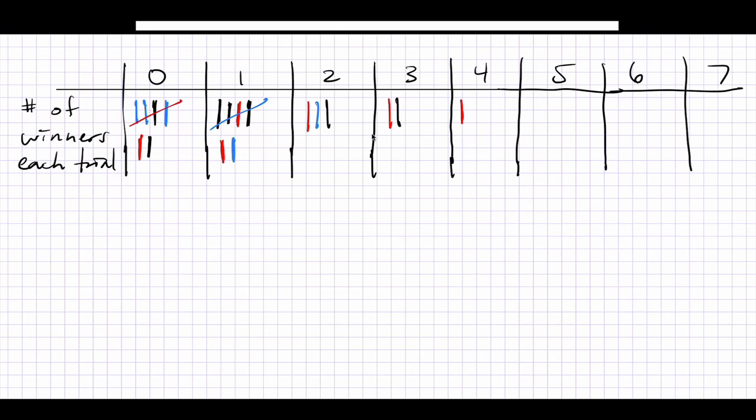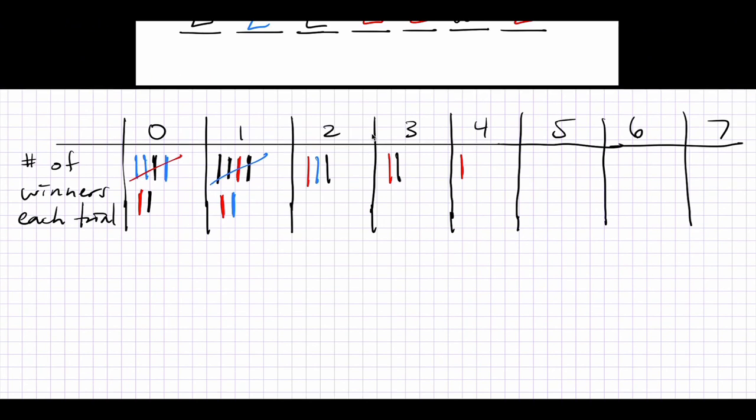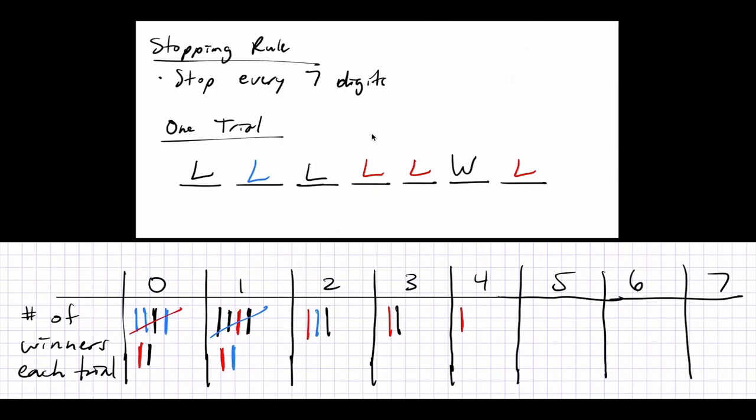You should have 7 zeros, 7 times nobody won. 7 times one person won. 3 times 2 people won. 2 times 3 people won. 1 time 4 people won, and then no one won 5, 6, or 7 times. Okay, that's the data.